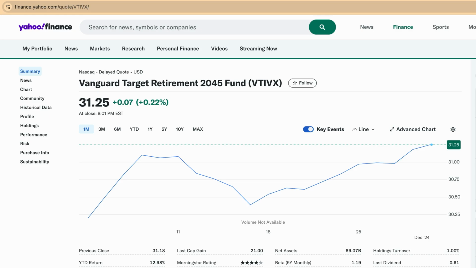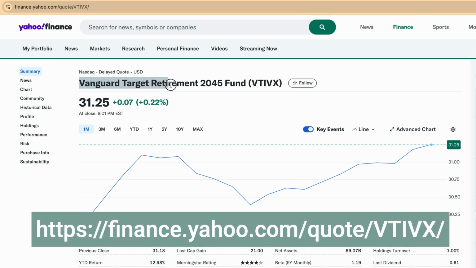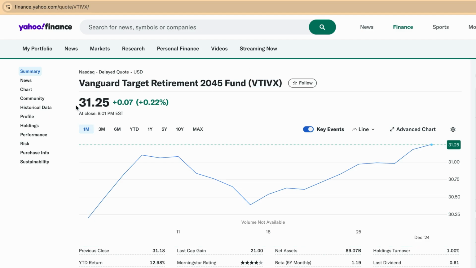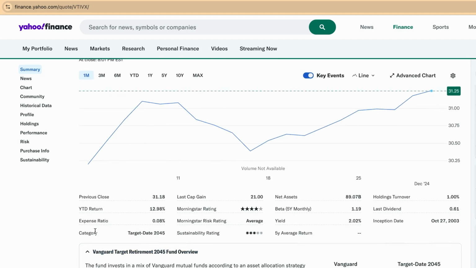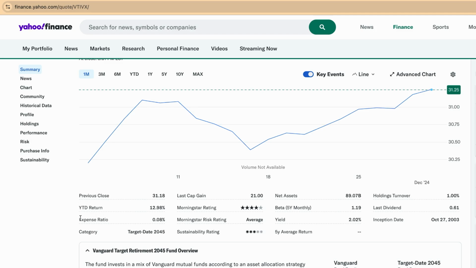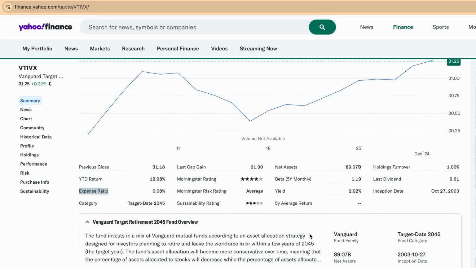Next up, I want to show you the stock chart for a retirement fund. So this is the Vanguard Target Retirement Fund 2045, VTIVX. You will see similar information, its closing price, year-to-date return, previous close, expense ratio, and so forth. Now, here is how this fund differs.